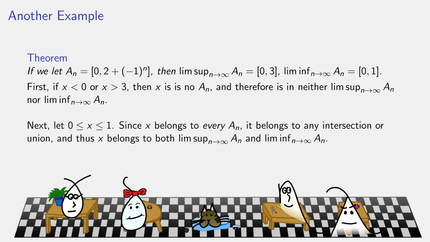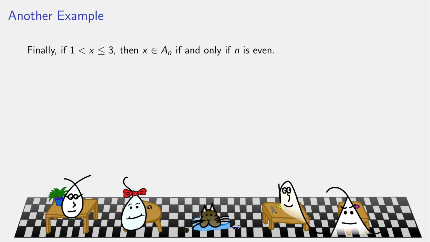Suppose you take something in between 0 and 1. Since it belongs to every single interval, it belongs to any intersection or union I can construct out of them, and therefore it must belong to both the Limsup and the liminf. Okay, so everything from 0 to 1, since it's in every single set, it's in the Limsup, it's also in the liminf. What about numbers in between 1 and 3?